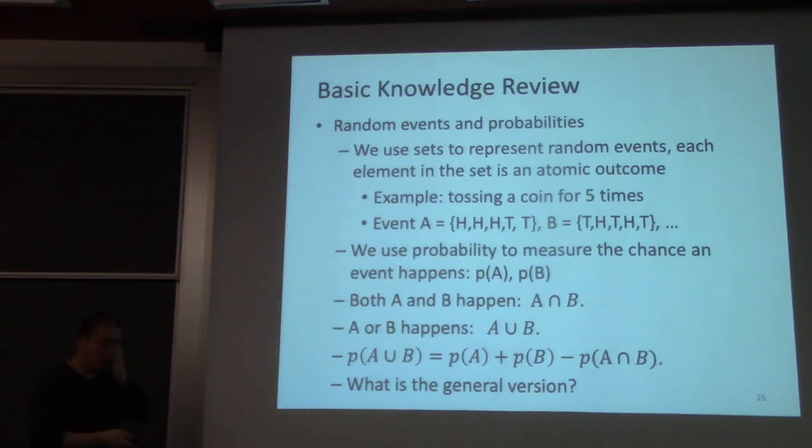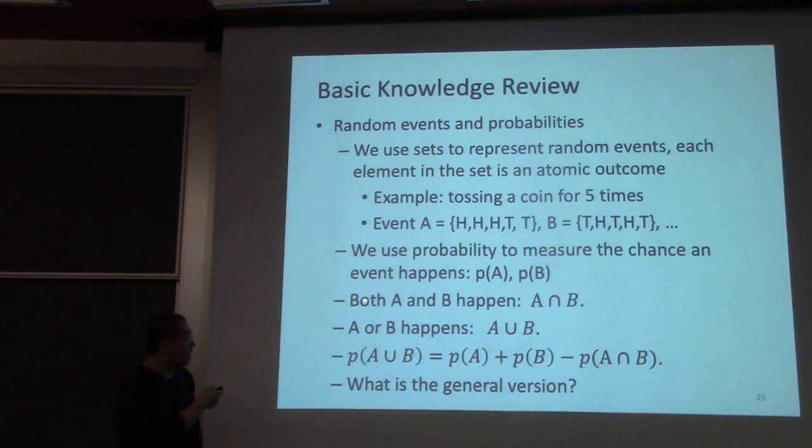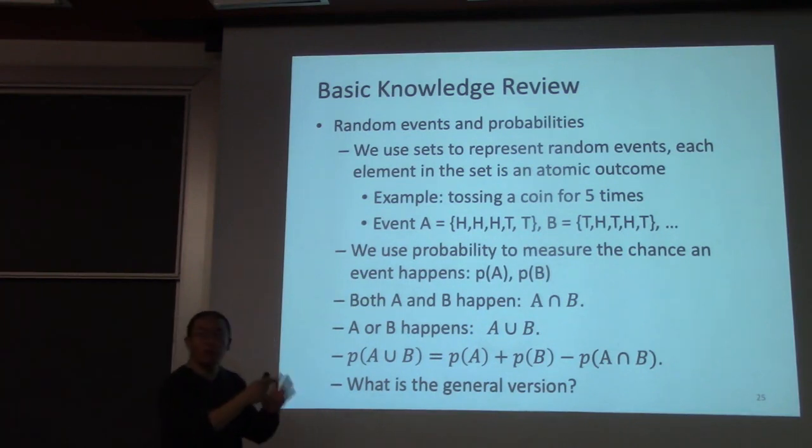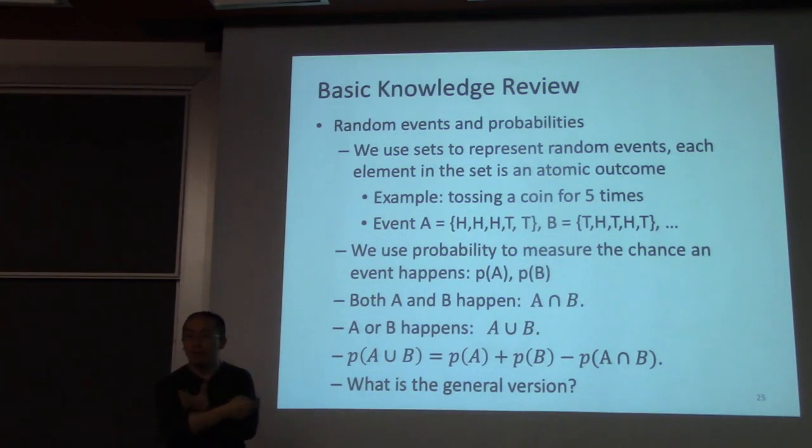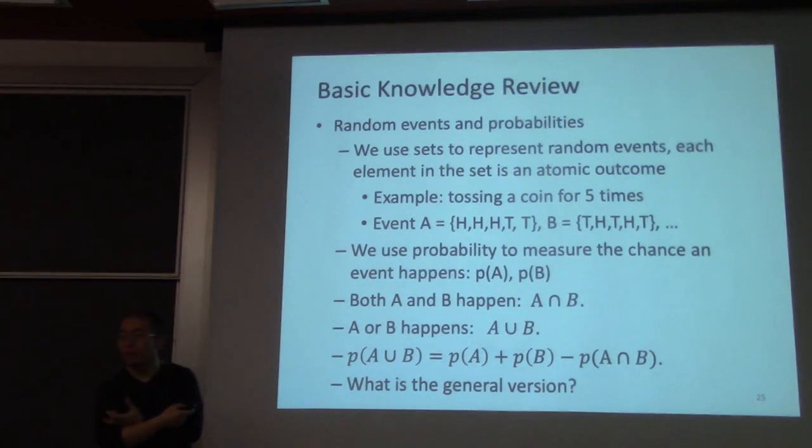Okay, so that's why we do the basic knowledge review, right? So basically, given two events A and B, that are represented by two sets, if I want to create a new event that both A and B happen, this event is represented by A intersect with B. And if I want to create another event that A or B happens, then we use the union operation.